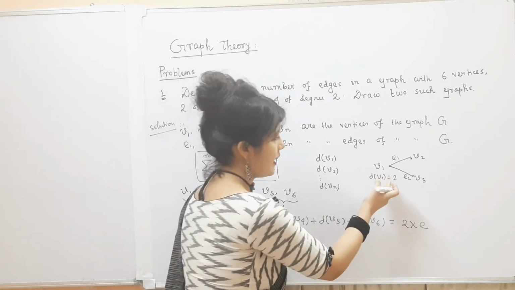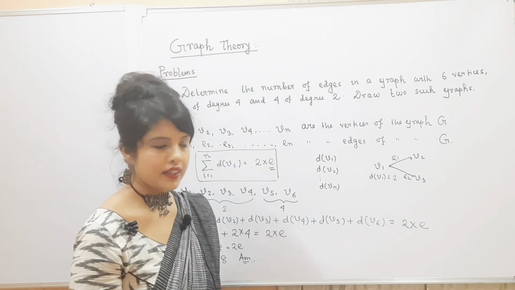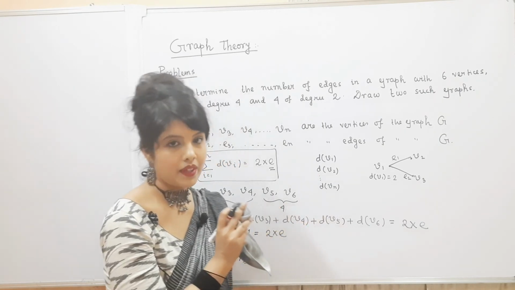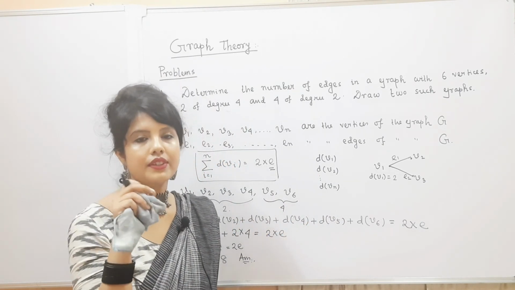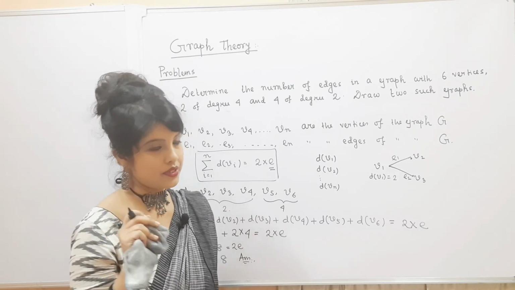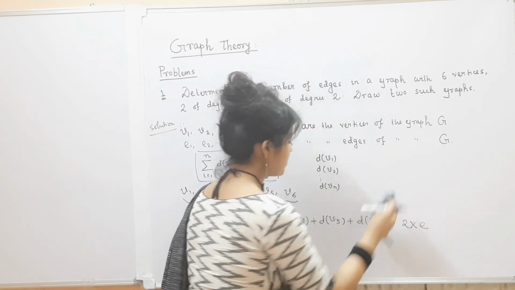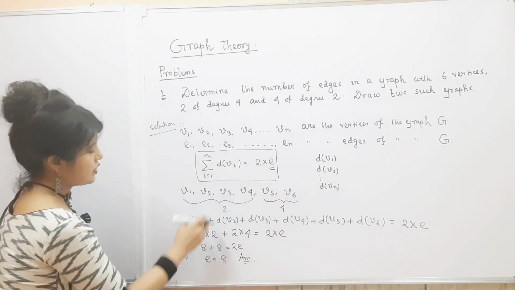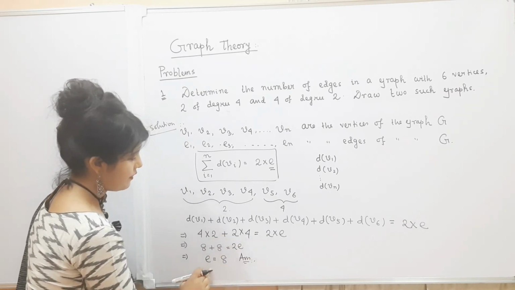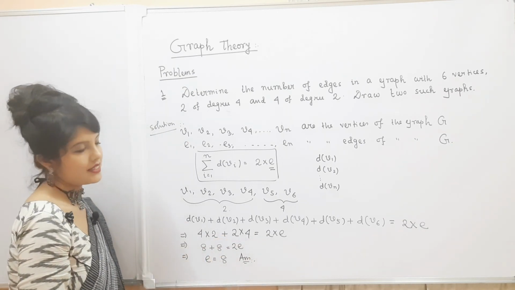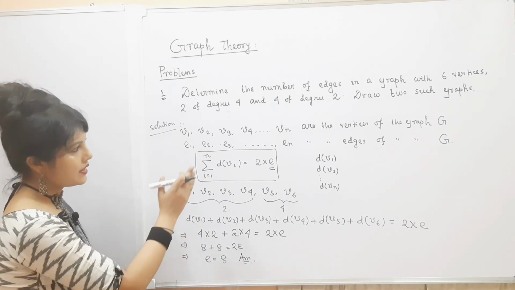Here I have considered an example, to make you understand the degree of the vertices of a graph, that is, the number of edges associated with the vertex. According to the question, 4 vertices are of degree 2 and 2 are of degree 4, and therefore this shows that the number of edges is 8. So 8 edges are associated in the graph.